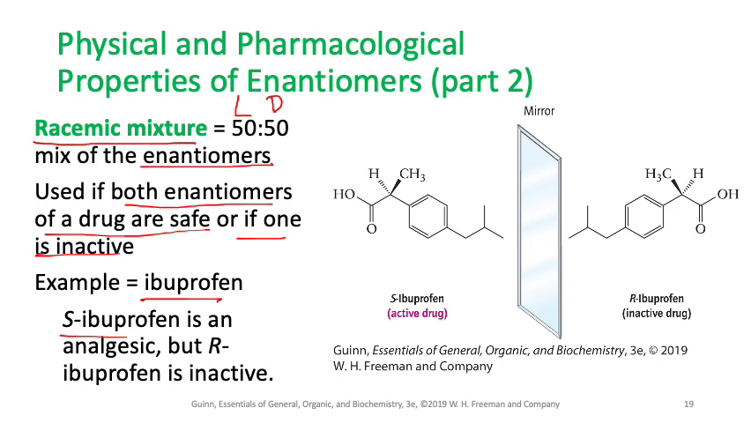S-ibuprofen is an analgesic, whereas R-ibuprofen is inactive. What are S and R? This is another way of writing the name for the enantiomer. You can have S and R. We are not going into detail on what S and R are, but this is like L and D. So ibuprofen is a racemic mixture where S-ibuprofen is the main component of the drug and R-ibuprofen is inactive, so we use it as a racemic mixture.